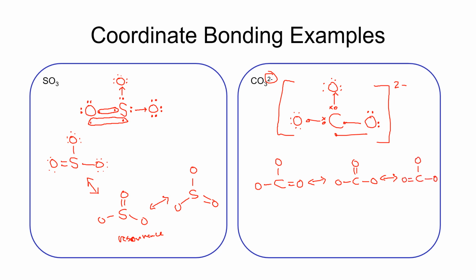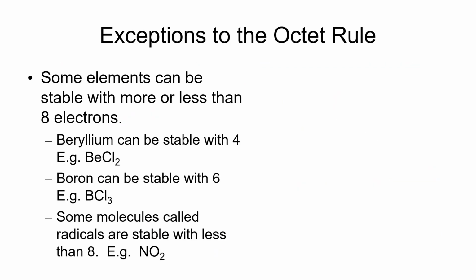Like so. There you go. -2 for all of these. And it'll resonate between all those structures. Great. Next. So our next tool for your molecule toolkit are exceptions to the octet rule.